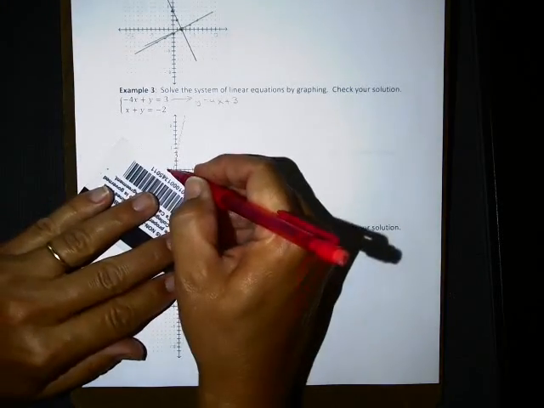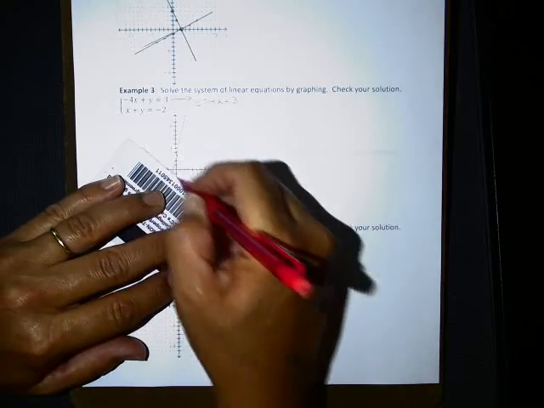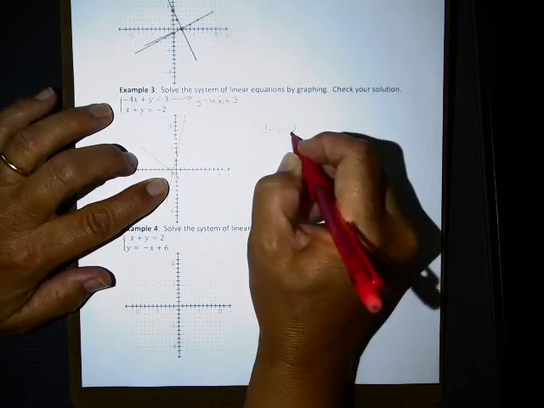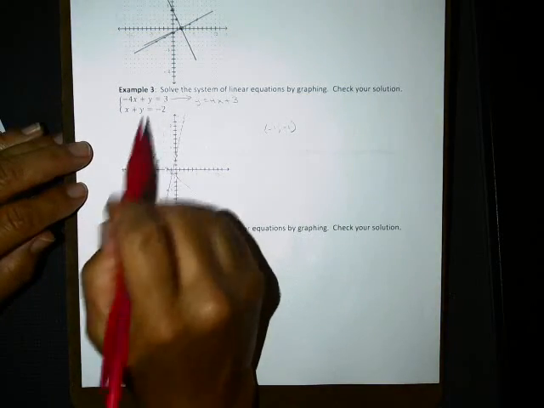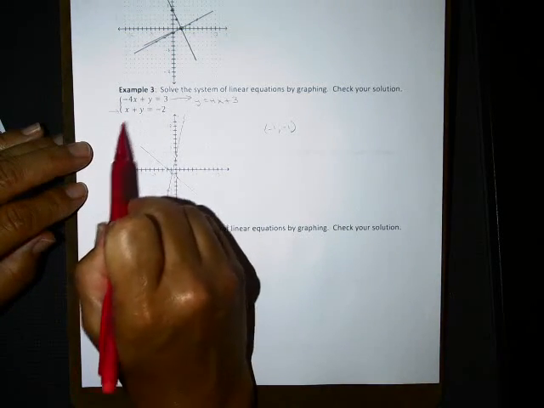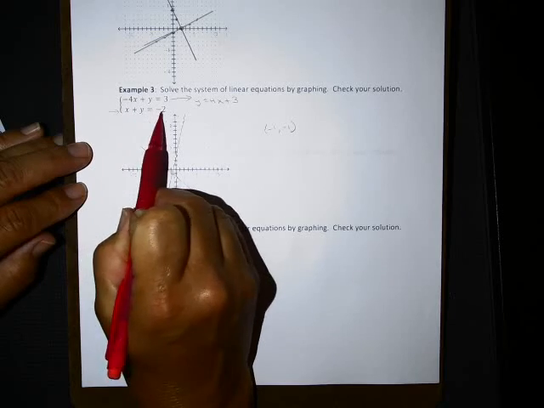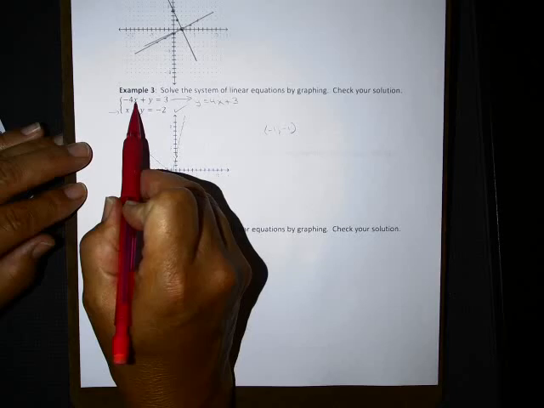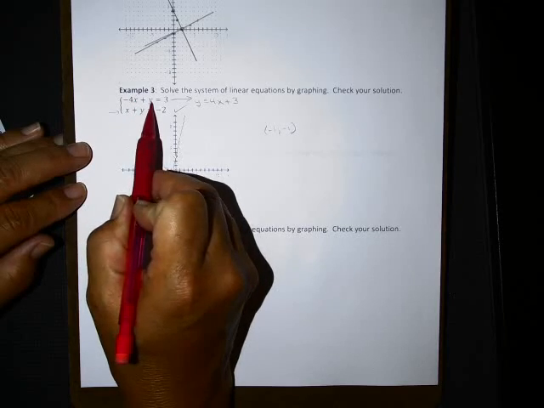Connecting those 2 points, I can see that the intersection of those 2 lines is at the point negative 1, negative 1. And you could then check that solution again. Let's just look at the second one. Negative 1 plus negative 1 is negative 2. And if I put negative 1 in here, negative 4 times negative 1 is 4. And 4 plus a negative 1 is 3.